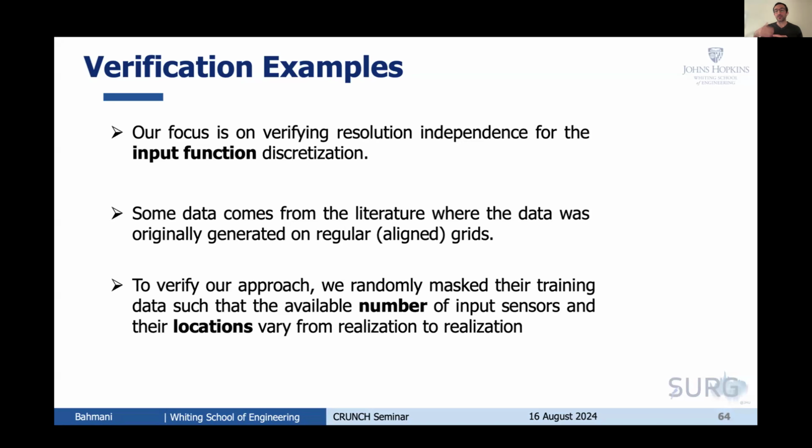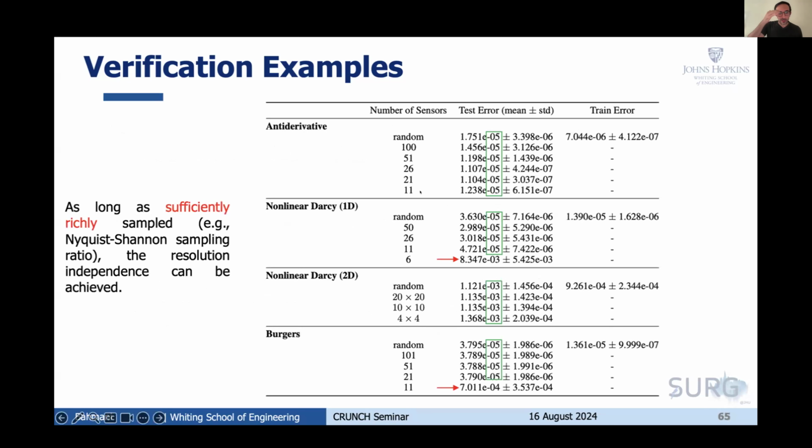So during the training, we just mask the information and use only a subpart of it, which is going to be different in terms of the number of sensor points, and the location is going to be different from realization to realization in the training step, and also for the test. Here we have 4 benchmark examples to show the resolution independency: antiderivative, nonlinear Darcy 1D, nonlinear Darcy 2D, and Burgers. The random here corresponds to the random training. Each realization is just some points, where the number and the location differ, and the random test corresponds to this setup too.